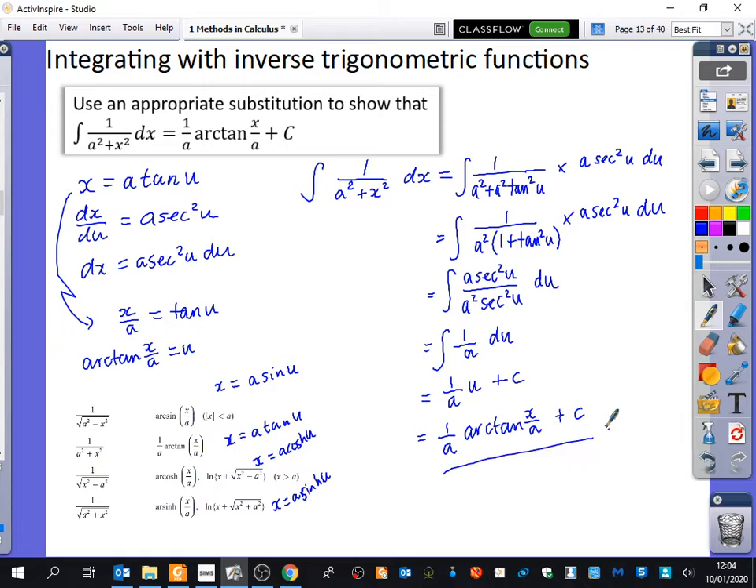Time to write this all down. I'm going to give you some time to write this down because it's an important one, okay? I'm not going to show you how to do the sine one because that's just going to be in the exercise. This is the idea of what you do.